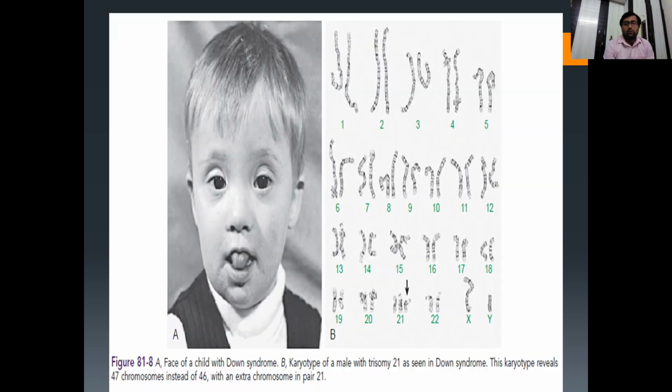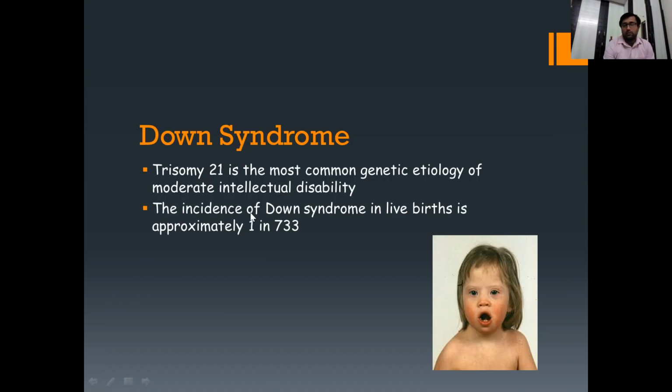Now we go to this picture. Here we can see mongoloid slant and Down facies. In this, the lateral canthus is higher than the medial canthus. This is the mongoloid slant.